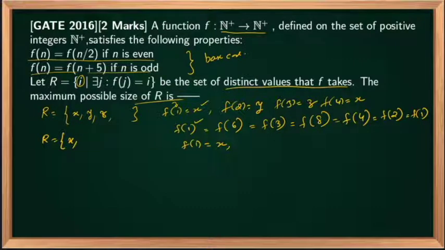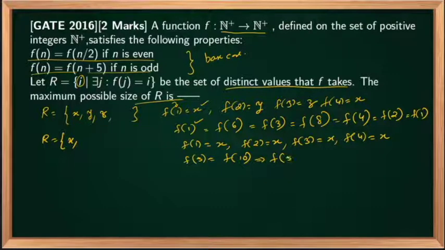Then f(2) is equal to f(1), so f(2) also will be x. f(3) is also equal to f(1), so f(3) is x, and f(4) is also x. Now f(5) is an odd number, so we get f(10). Then it's an even number, so we divide by 2 and get f(5) again. So this is again a loop, and there should be a base condition here also. Let me assume f(5) is equal to y. Okay, so I got another number, that is y.